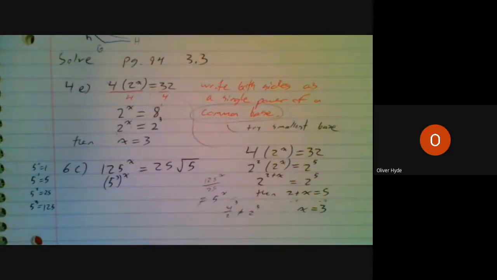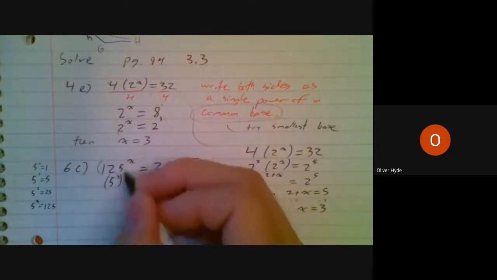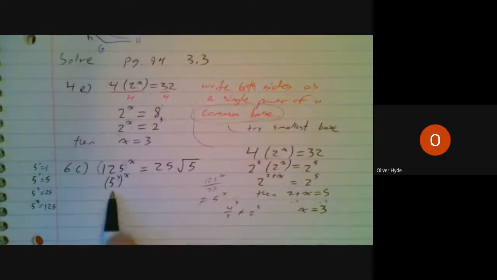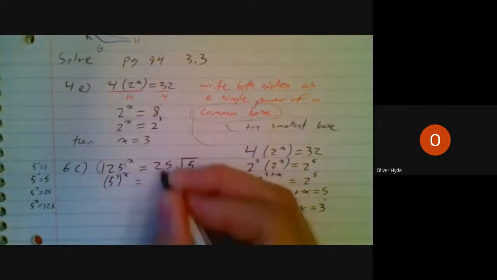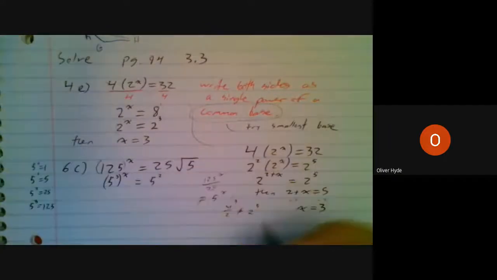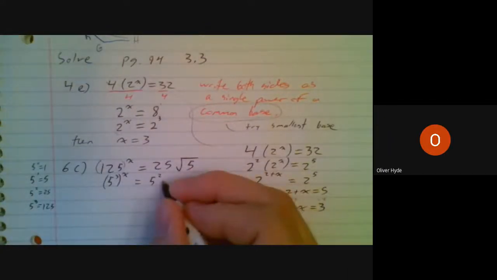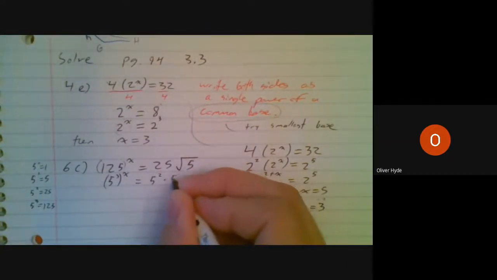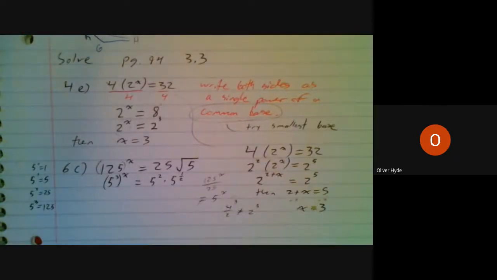That is now raised to the exponent x. Notice I'm replacing 125 with 5 cubed. That requires a bracket now. 25 is 5 squared. And the square root of 5 is 5 to the exponent 1/2. Review your rational exponents if you have to.